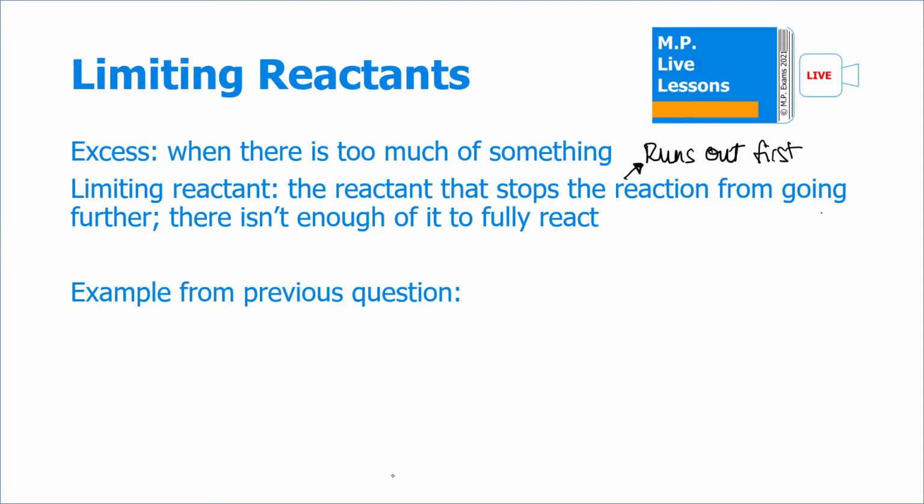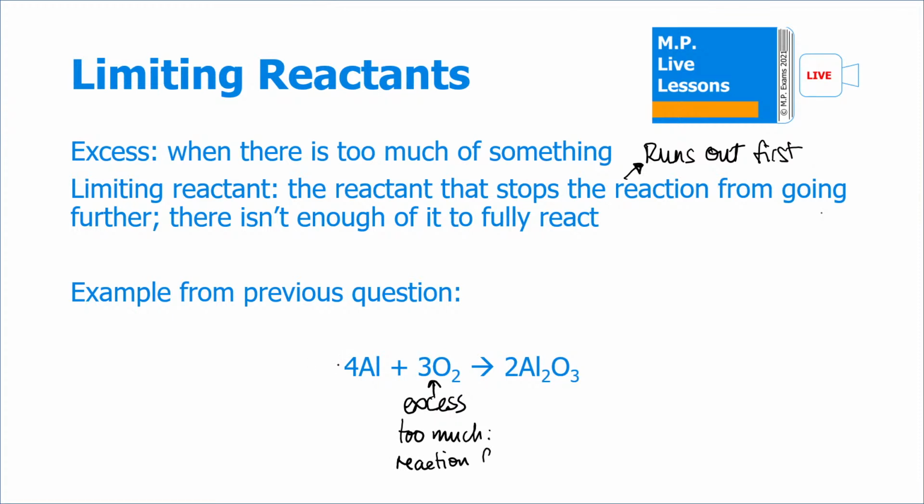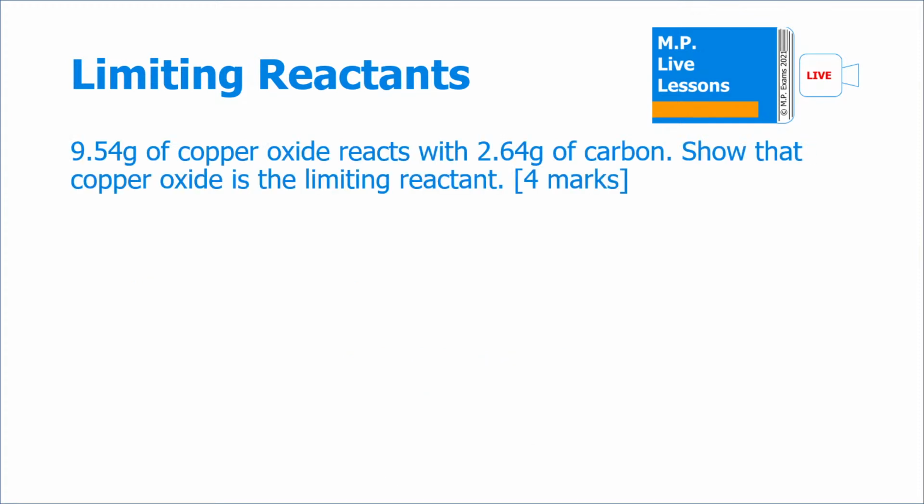And we'll use the example from the previous question. For example, we had an excess of oxygen. So there's too much, so that when the reaction finishes, it's left over. Now we'll use another example. 9.54 grams of copper oxide reacts with 2.64 grams of carbon. Show that copper oxide is the limiting reactant.